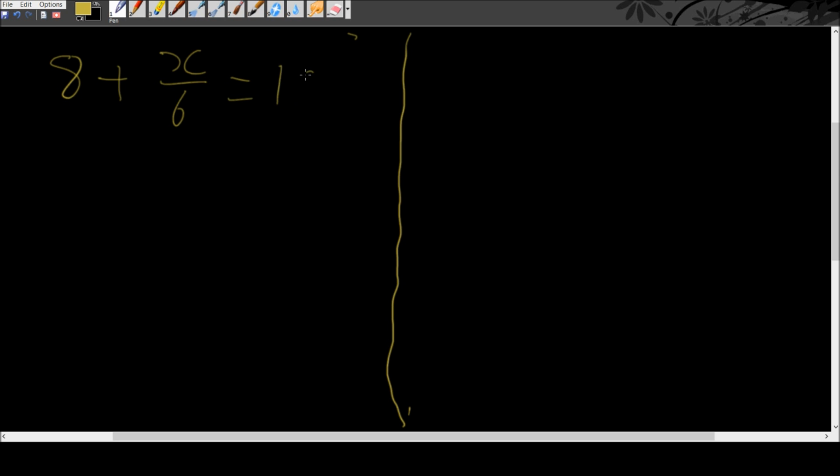Let me just do my line in the middle of the page. Okay, let us do this. Let's mix it up a little bit. Let me put 8 there. 8 plus x over 6 is equal to 10.